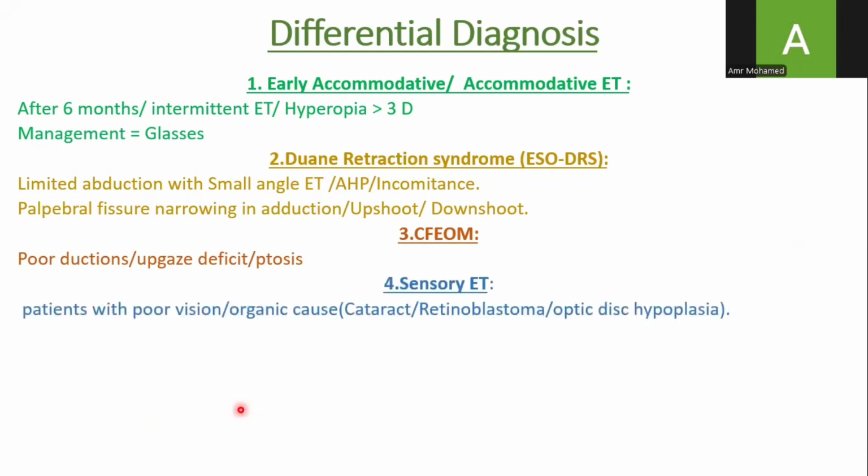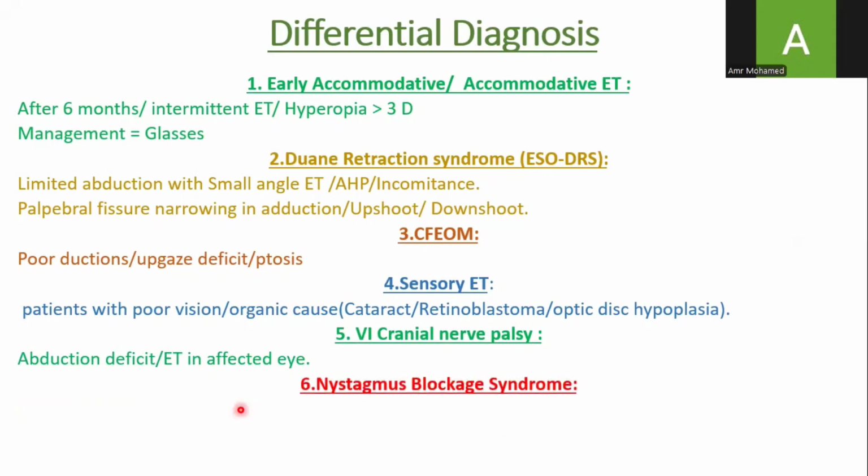Sensory esotropia, patients with poor vision, an organic cause will be there, whether cataract, retinoblastoma, optic disc hypoplasia, or retinal dystrophies like Leber congenital amaurosis, and that will lead us to the importance of having a full examination on any patient with strabismus. We need to do a full examination, anterior segment, posterior segment, along with cycloplegic refraction to reach the proper diagnosis. Sixth nerve palsy, abduction deficit with esotropia in the affected eye, and nystagmus blockage syndrome.